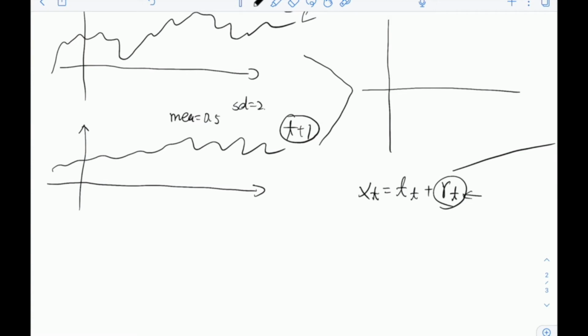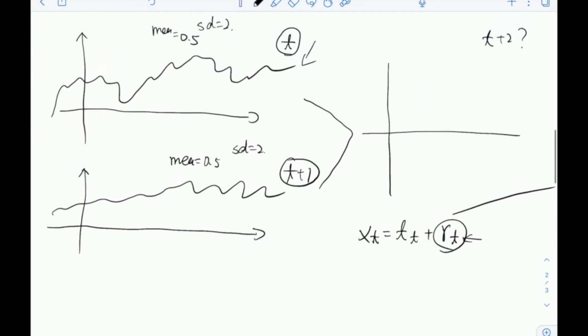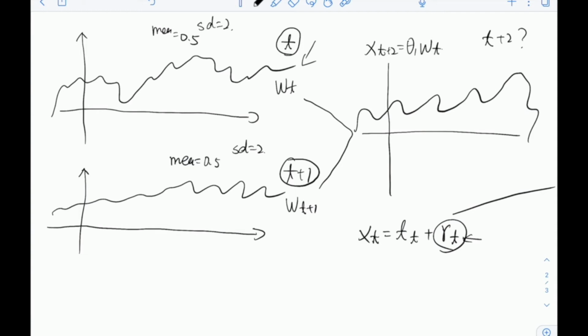So here, in the new function, suppose this is white noise 1, and this is white noise 2. The newly proposed function combines these two white noises. Let's see, x at t plus 2 should be equal to theta 1 multiplied by wt, plus theta 2 multiplied by wt plus 1, plus some white noise value.